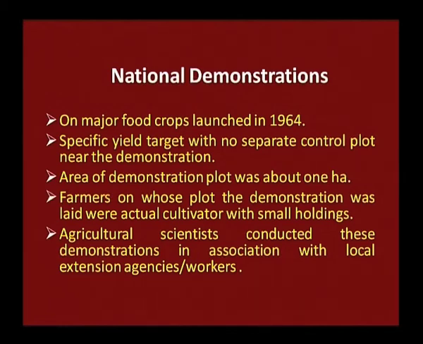One major food crop program was launched in 1964, with a specific yield target and no specific control plot near the demonstration. The area of the demonstration plot was about 1 hectare. The farmers on whose plots the demonstrations were laid out were actual cultivators with small holdings. Agriculture scientists conducted these demonstrations in association with the local extension agencies. These are under the national demonstration program.